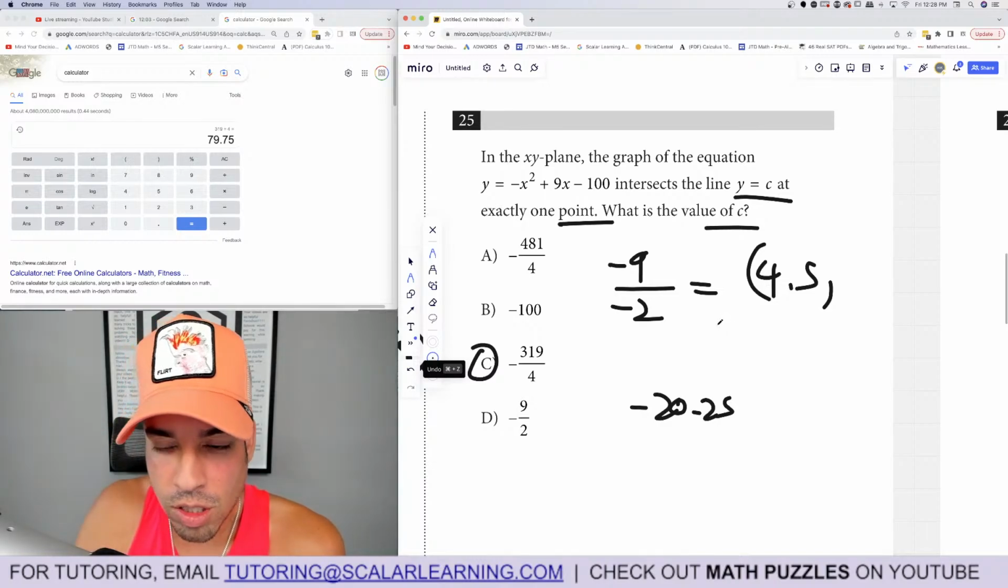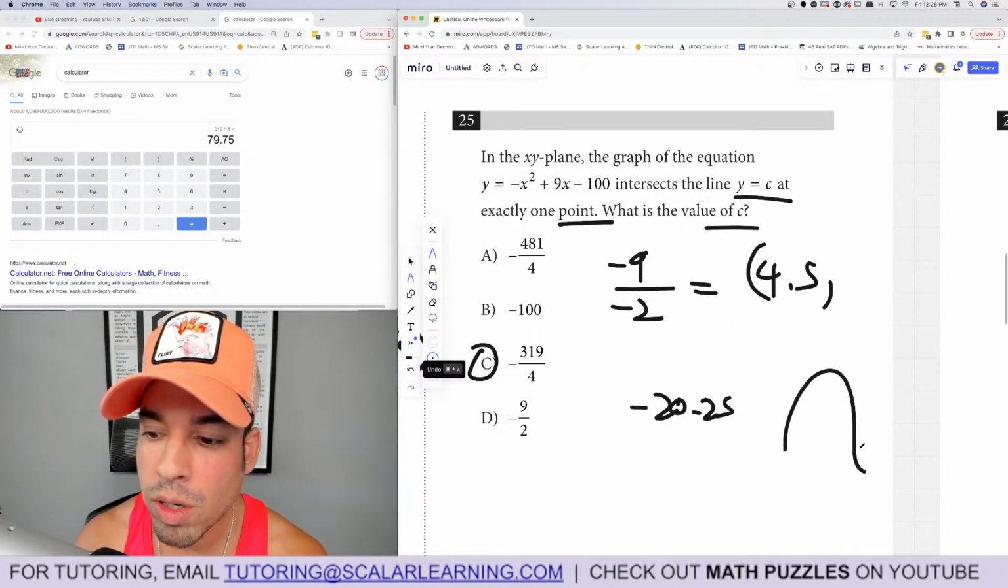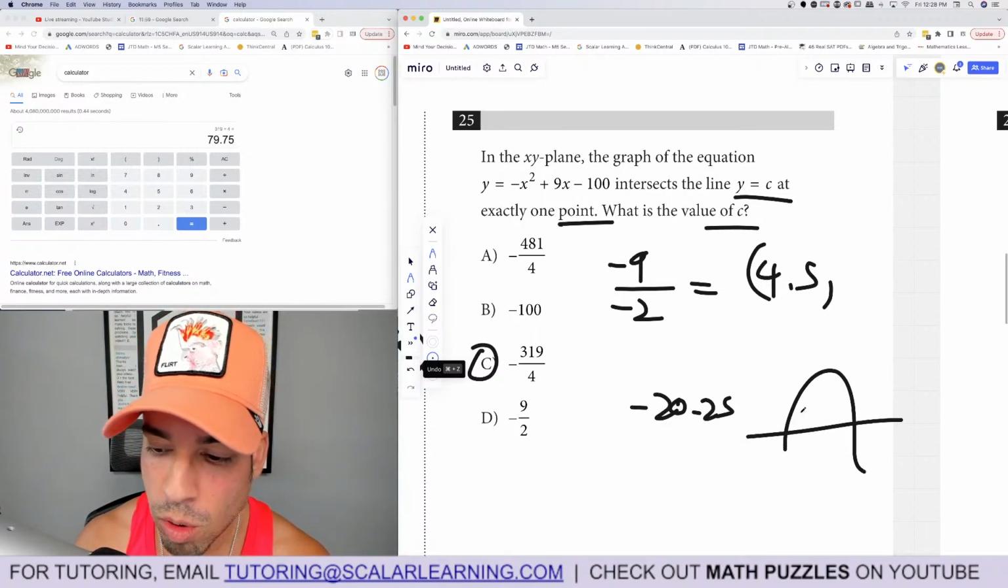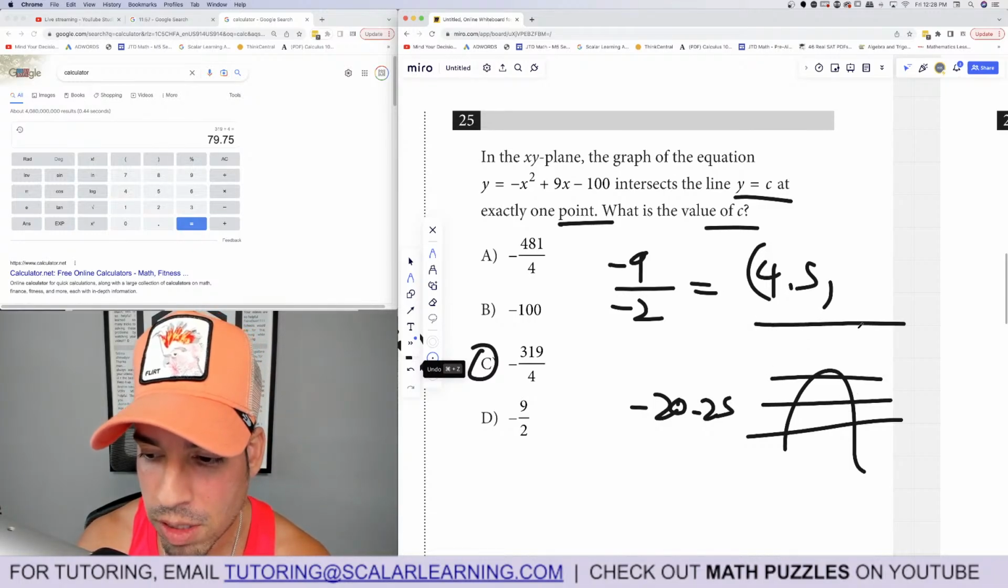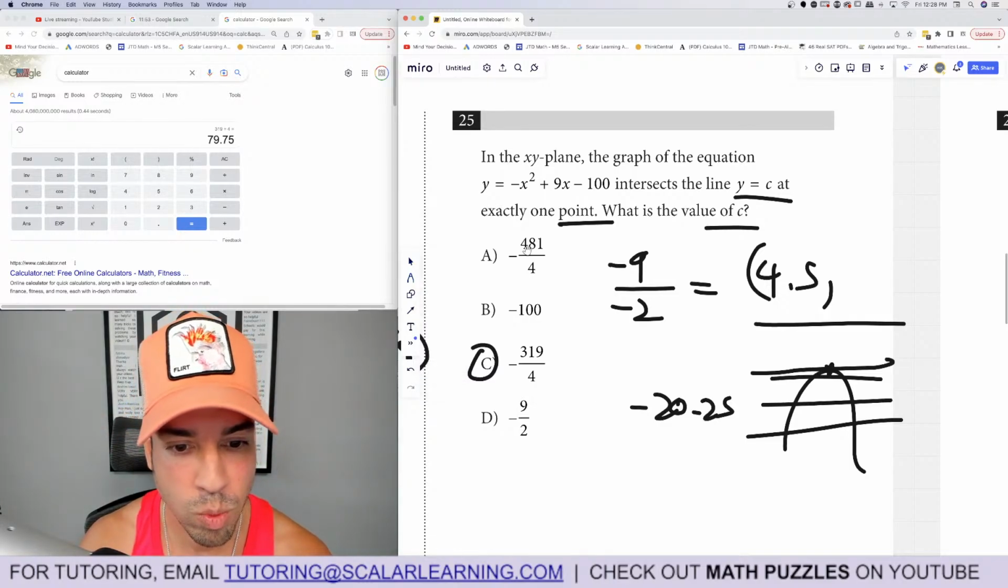Value c. So that's the only way, because you think about it, this is a parabola going down, right? If I go with a horizontal line here, it's going to have 2 points. If I go above, it's going to have 0. Only when it touches that vertex is it going to be 1 point.